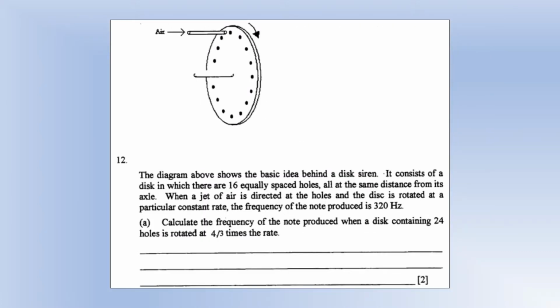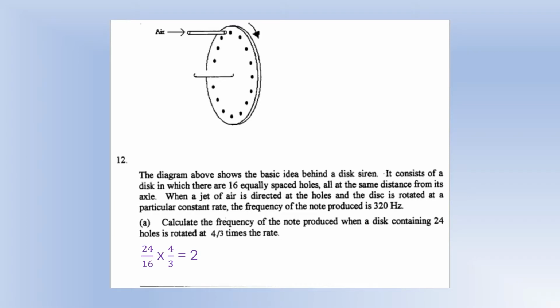Okay, so we've got a diagram showing the idea behind a disc siren. It consists of a disc in which there are 16 equally spaced holes, all the same distance from the axle. When a jet of air is directed at the holes and the disc is rotated at a particular constant rate, the frequency produced is 320 Hertz. Calculate the frequency of the note produced when a disc containing 24 holes is rotated at 4/3 times the rate. So if we have more holes, we're going to get a higher frequency, and we can work out that ratio doing 24/16. And if we're spinning it at a higher rate, that's going to give us a higher frequency sound too. And when we multiply those together, that gives us a scale factor of 2. So the frequency is going to be 640 Hertz.